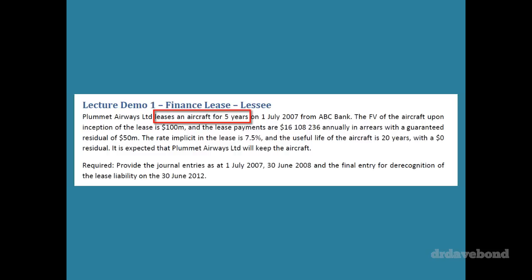Plummet Airways Limited leases an aircraft for 5 years. So we've got a lease term. Lease term is 5 years. We've got a date from ABC Bank. The fair value of the aircraft on inception is 100 million.